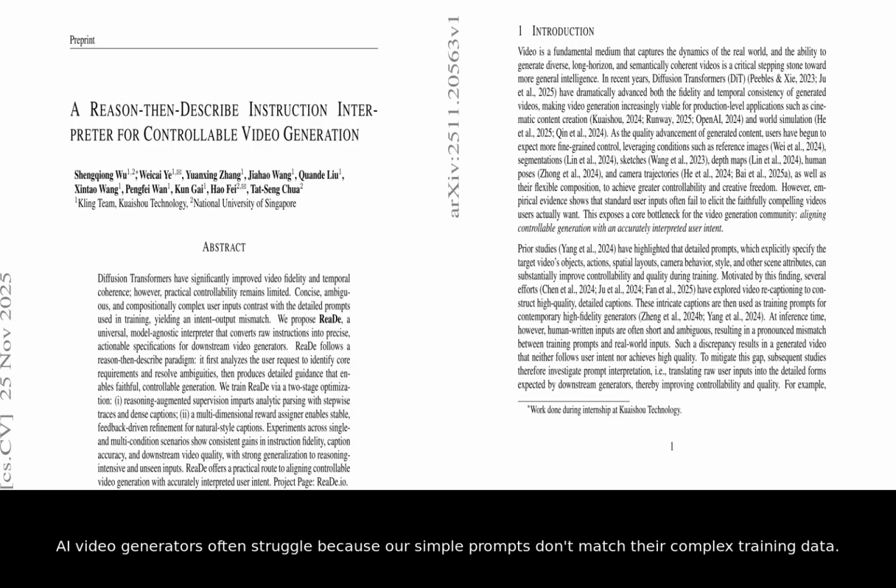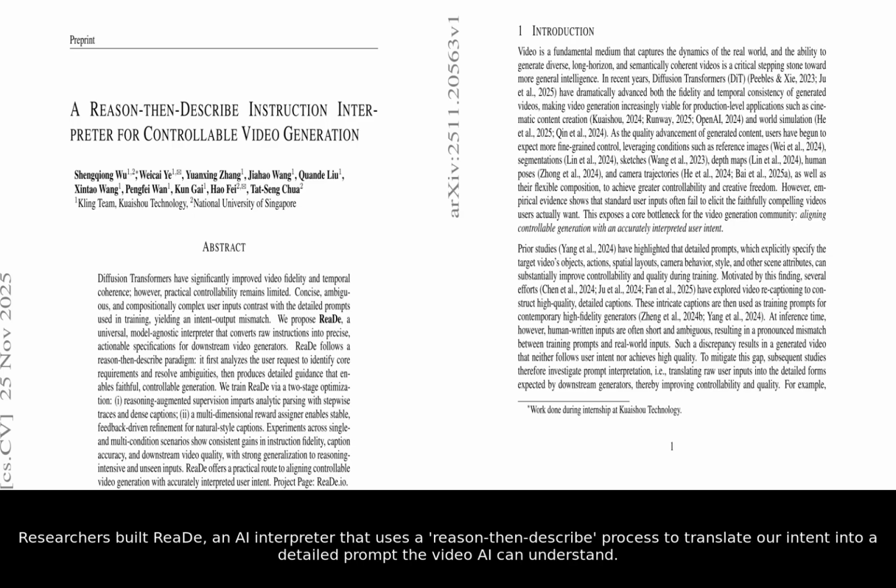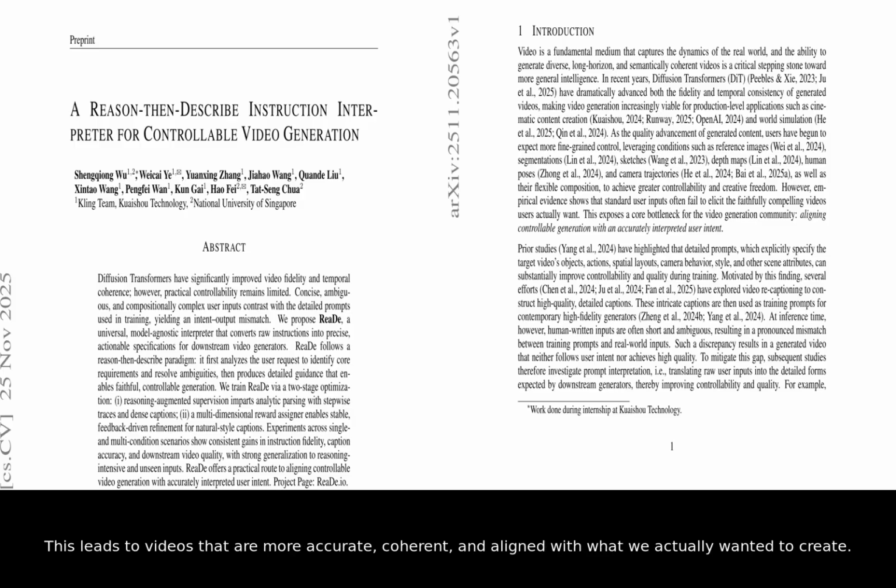So, let's recap the important points. AI video generators often struggle because our simple prompts don't match their complex training data. Researchers built ReaDe, an AI interpreter that uses a reason then describe process to translate our intent into a detailed prompt the video AI can understand. This leads to videos that are more accurate, coherent, and aligned with what we actually wanted to create.